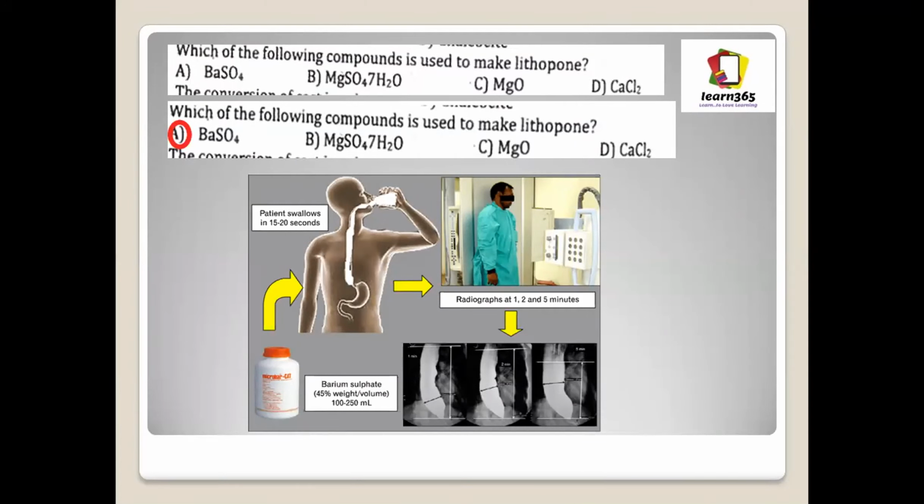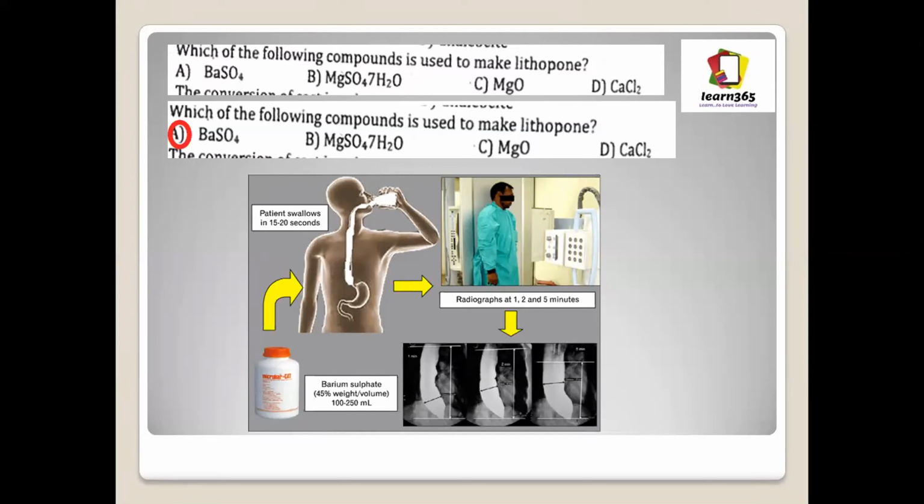A lot of students had picked up B. Do you know what is B? Can someone tell me? B, magnesium sulfate. But it is not used for making lithopone. Lithopone is a white pigment. Option B is Epsom salt. The common name is Epsom salt. You can also make flashcards for this question as well. Magnesium sulfate is used as a laxative.